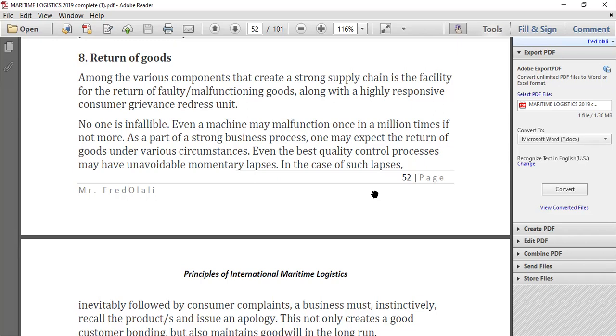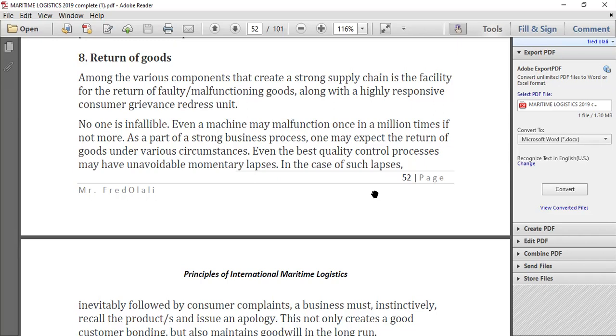his specification. If you, for example, supply something to your client and the client finds that whatever you gave out or whatever you supply to him or her does not meet the quality test for what he ordered, then you must have a system that receives such goods back. So no one is infallible.